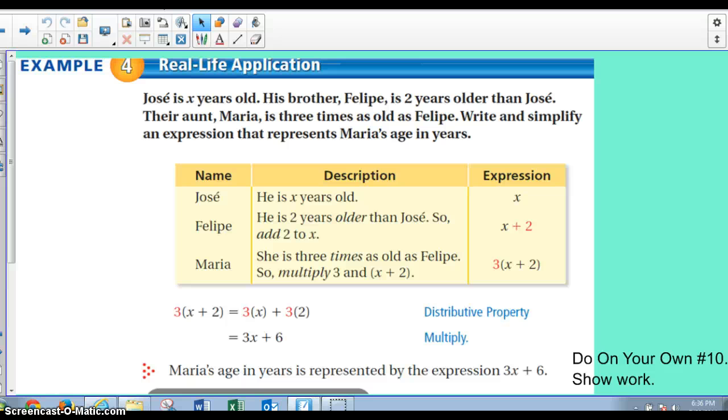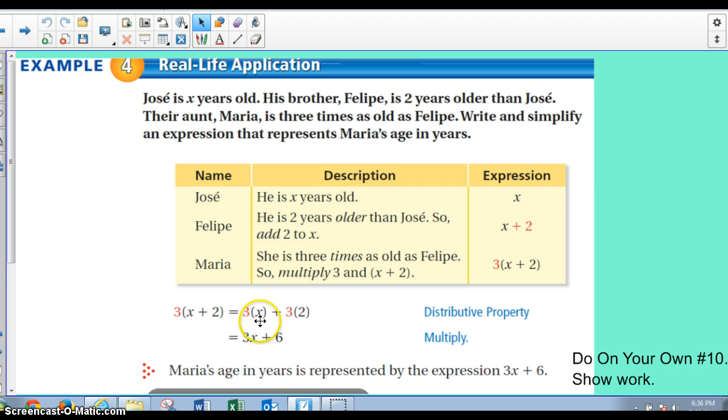Then Maria is 3 times as old as Philippe, so you have to multiply by 3. We have to keep this because this is what's going to tell us Philippe's age. To keep that, now we take Maria and multiply that times 3. The first thing we're going to do is write out the problem, which is right here. Then we're going to do it in the distributive property.